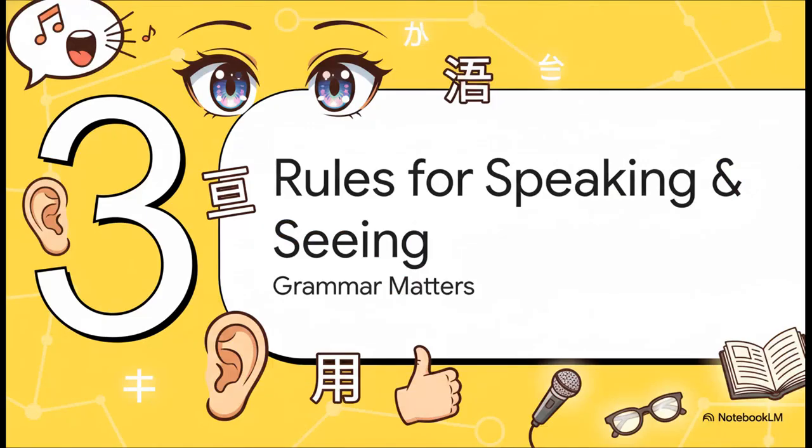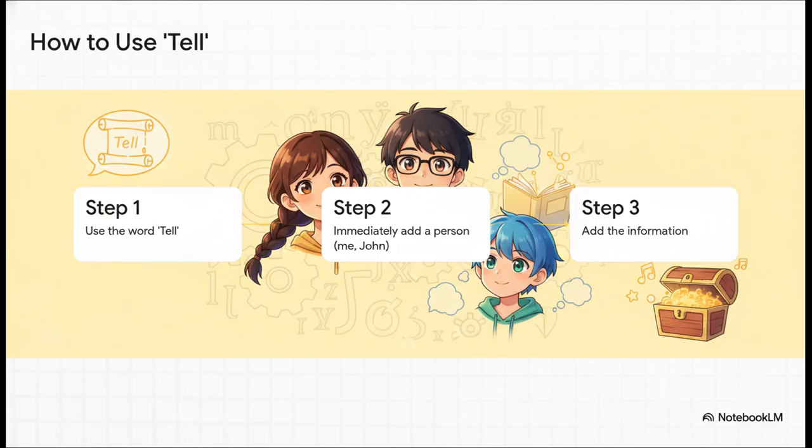All right, for our last section, we're going to switch gears a little. We're moving from movement and direction to some pretty straightforward grammar rules. These cover verbs we use for talking and seeing, words we use constantly. Let's start with tell. This verb has a really clear three-step structure. The most important part here is step 2. Right after the word tell, you must immediately name a person. You can't just tell a story, you have to tell me a story, or tell Sarah a story.